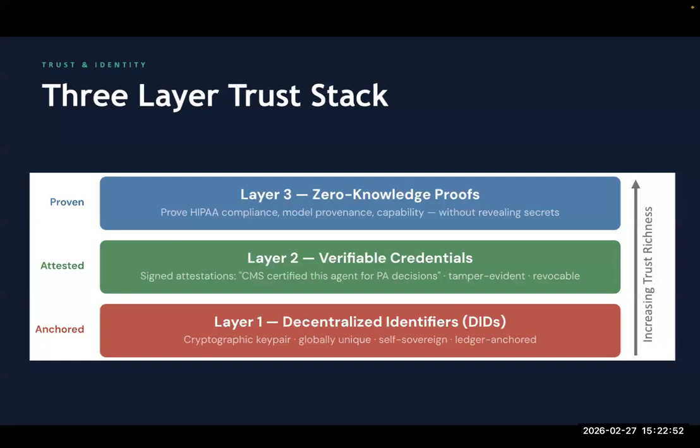ZKPs satisfy three properties. Completeness: an honest prover always convinces an honest verifier. Soundness: a dishonest prover cannot convince a verifier of a false statement except with negligible probability. And then zero knowledge, which is the whole premise: the verifier learns nothing beyond the statement's validity. Together, these give us the three-layer trust stack for agents connecting and communicating with one another.